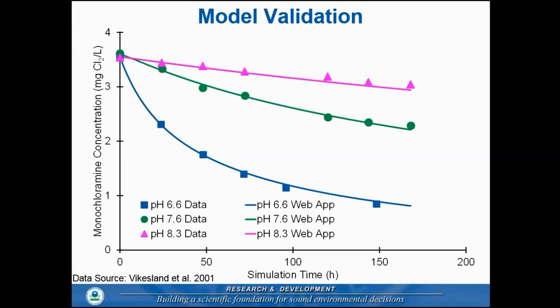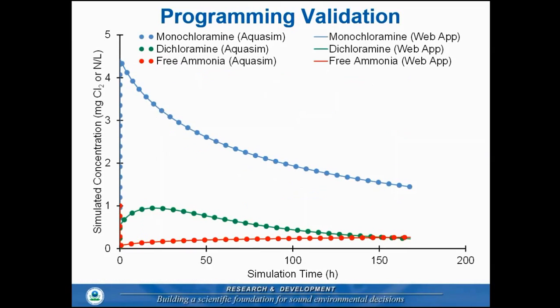Just a couple other things about the model, just kind of to prove that it works. This is data from the source articles that the model was programmed from, just showing you that the implemented model represents the experimental data really well. Another thing, as I mentioned before, that I typically program in a different language, AquaSim, and this is just a simulation run in AquaSim and the web app, just to show you that numerically the two applications are running exactly the same.